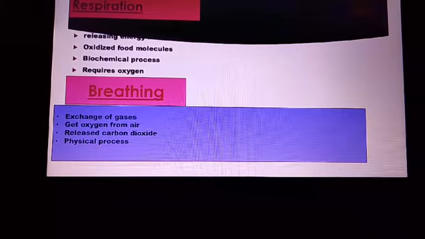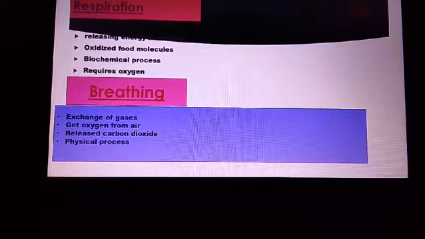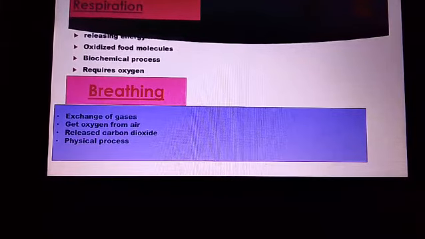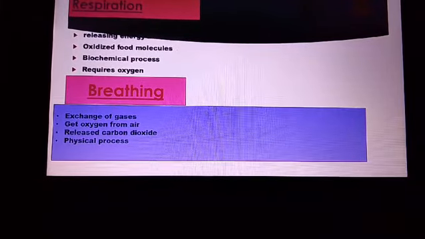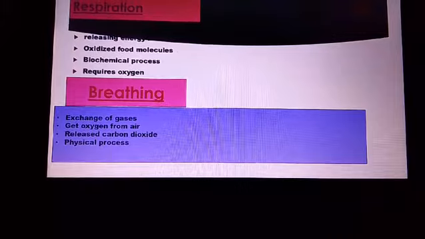So breathing is a physical process and respiration is a biochemical process, and both terms are different because most of the students remain confused with these two terms and consider them similar, but this is not so. They are quite different from each other.